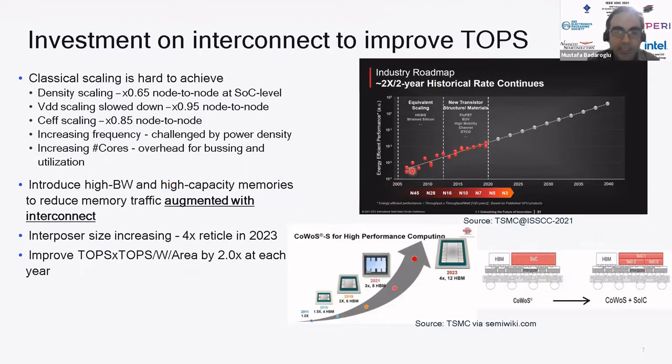And then the observation is basically you have about 2 times scaling of the TOPS per watt per area scaling each year. On the other hand, the area of the interposer is increasing despite the fact that the chip size is decreasing. So that's an interesting observation of how overall system scaling is still achievable at an amazing speed, 2 times, instead of the 15% improvement of the performance.